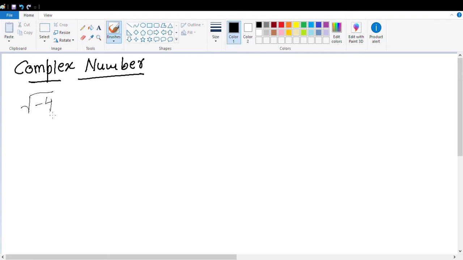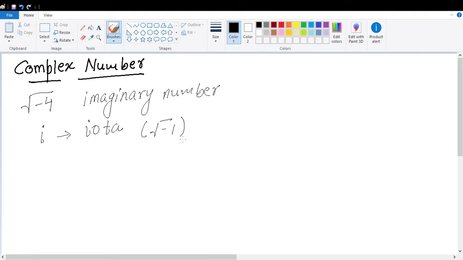So this type of number, a square root with a negative real number inside it, is called an imaginary number. Normally it is written by small letter i, and its name is iota, and its value is the square root of minus 1. Based on this you can have different values. For example, i square will be equal to minus 1.